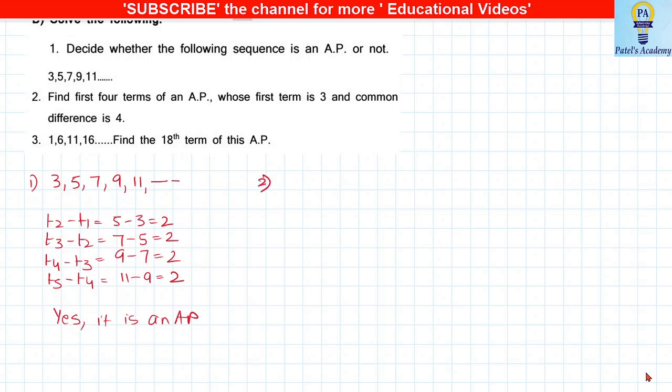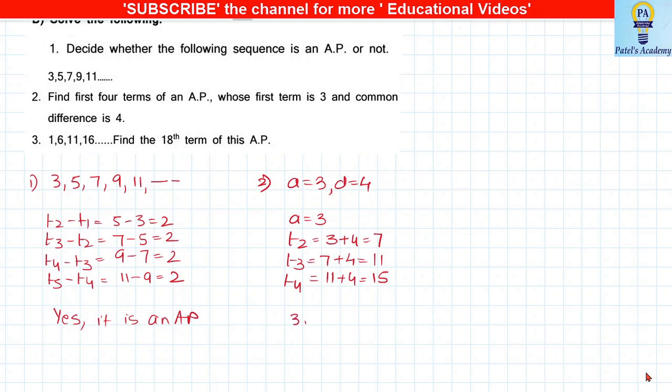Next, find the first 4 terms of an AP whose first term is 3. So a is 3 and d is 4. So the first term is 3. The second term is the first term plus the difference, that is 7. Okay, the third term is 7 plus the common difference, 11. T4 is 11 plus 4, that is 15. Now the question is to find out the first four terms. So the first four terms are 3, 7, 11, 15. Okay, you can check the differences of 4.